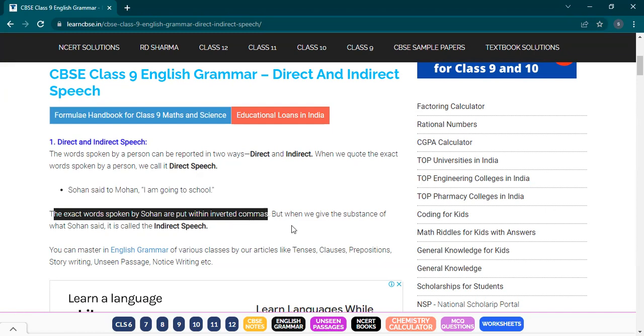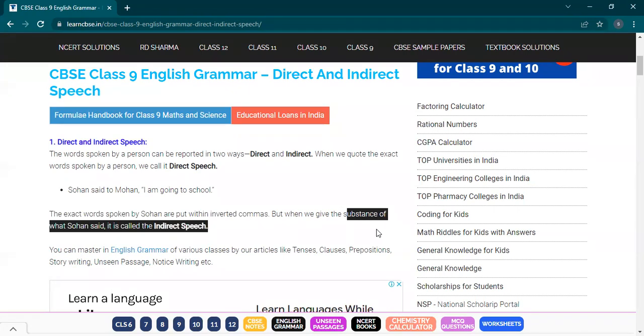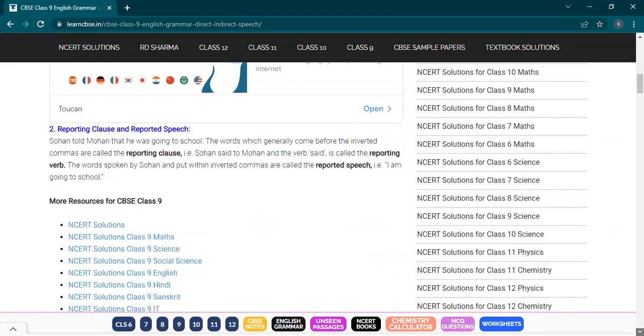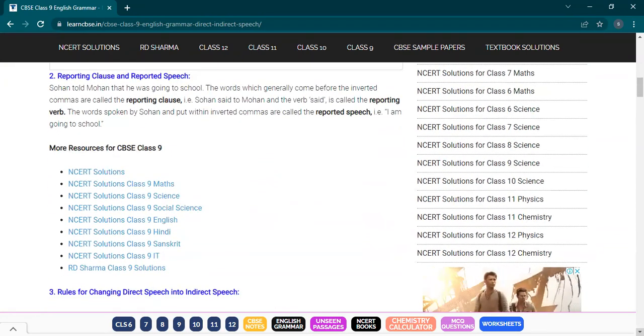Fine, but when we give the substance of what Sohan said, it is called indirect speech. Substance means when we give the idea of what we quote in our own words, that he said it like this. We will not say I am going to school. He said that he was going to school. So when we give the substance by using the pronouns, by changing the tense and everything, we convert that into our own words, then it is known as indirect speech. Fine. Now is it clear to everyone, what is direct speech and what is indirect speech? Is it clear?